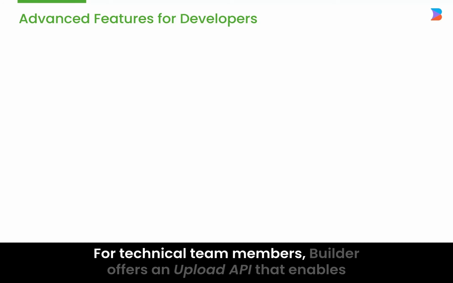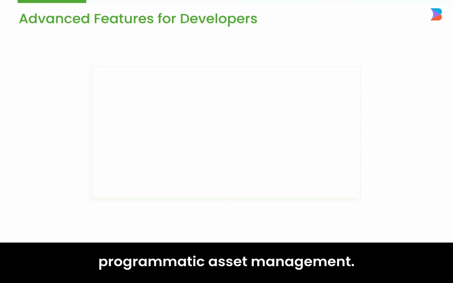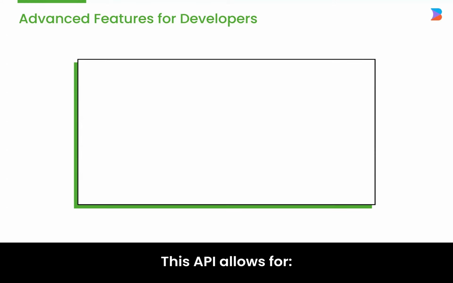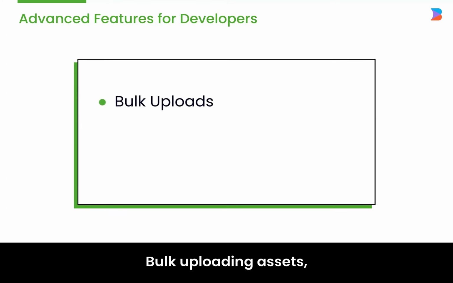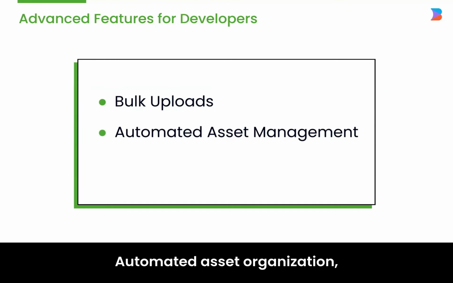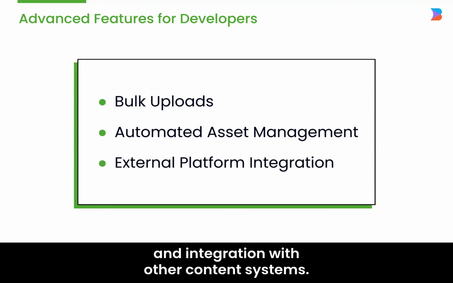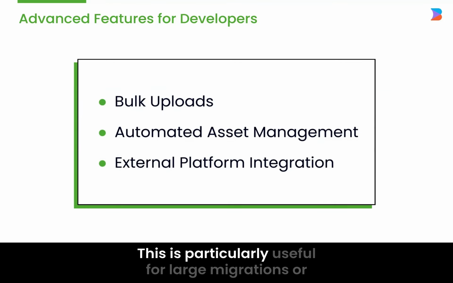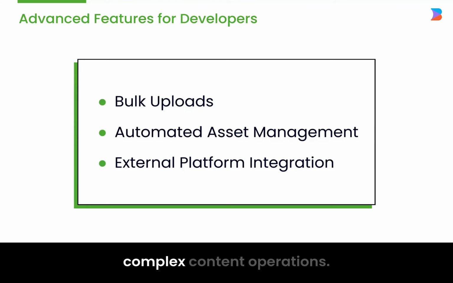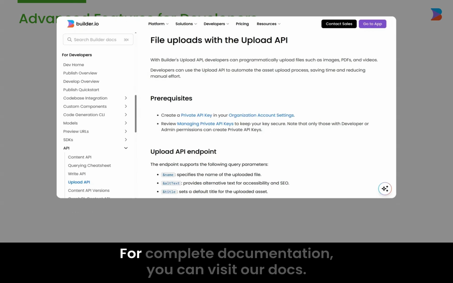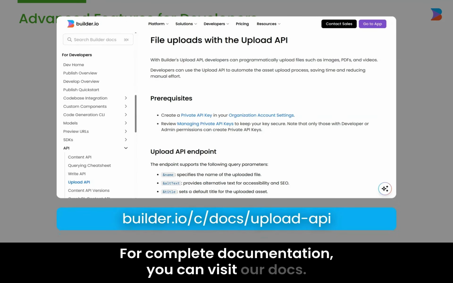For technical team members, Builder offers an upload API that enables programmatic asset management. This API allows for bulk uploading assets, automated asset organization, and integration with other content systems. This is particularly useful for large migrations or complex content operations. For complete documentation, you can visit our docs.